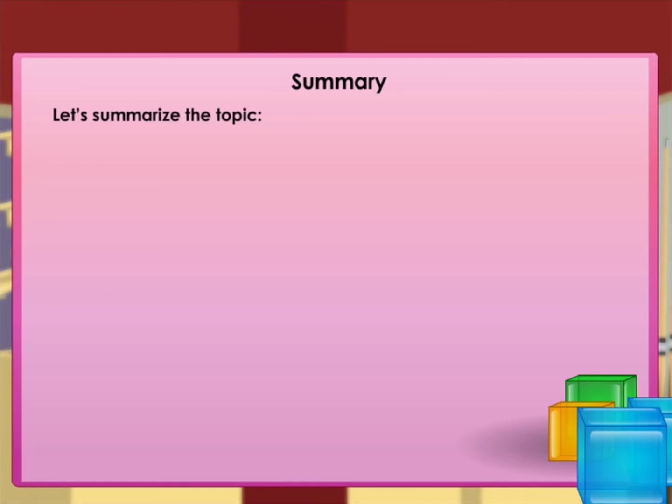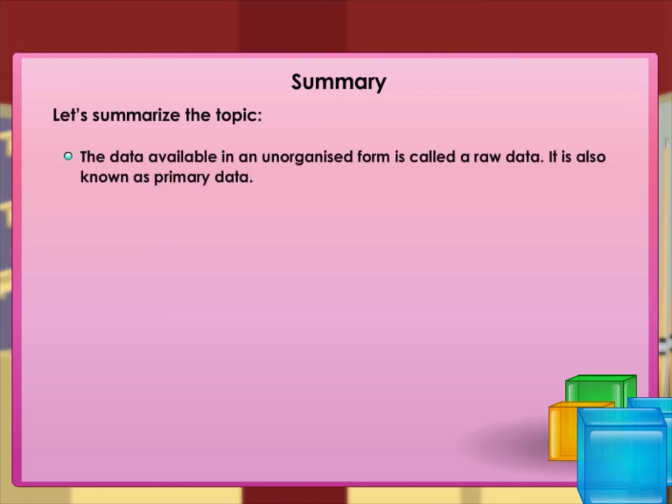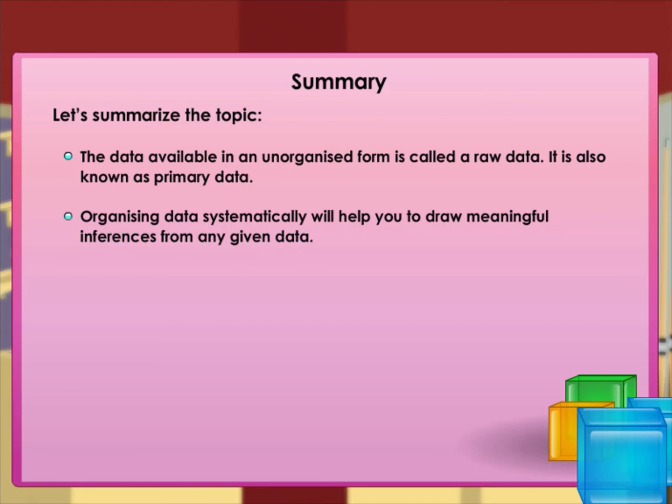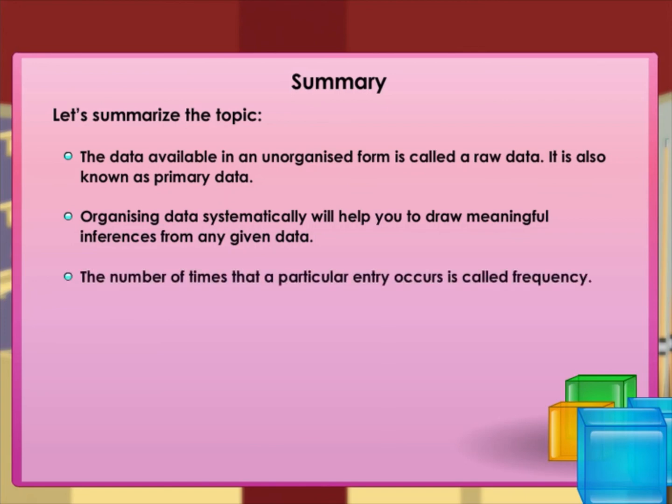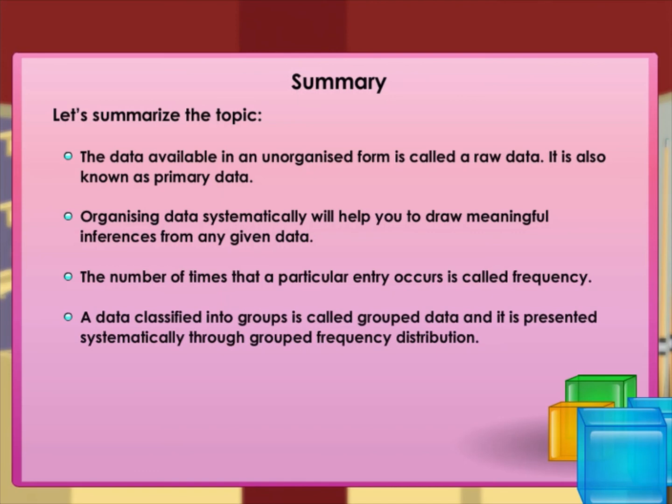Summary. Let's summarize the topic. The data available in an unorganized form is called raw data. It's also known as primary data. Organizing data systematically will help you to draw meaningful inferences from any given data. The number of times that a particular entry occurs is called frequency. Data classified into groups is called grouped data, and it is presented systematically through grouped frequency distribution.